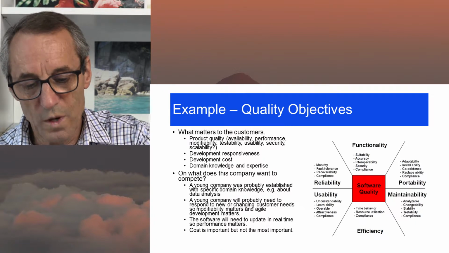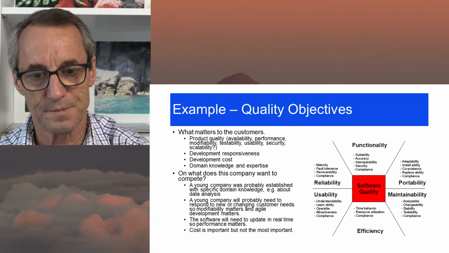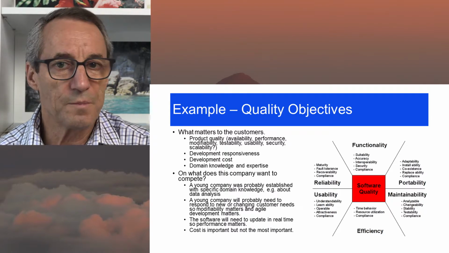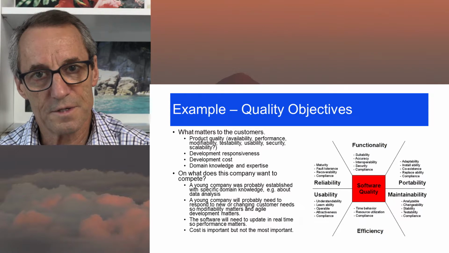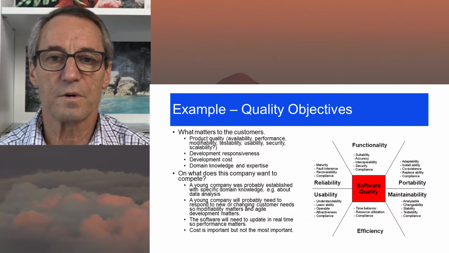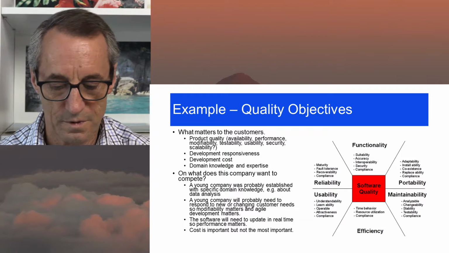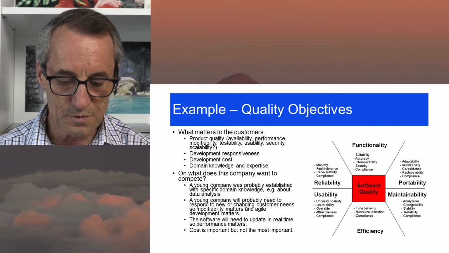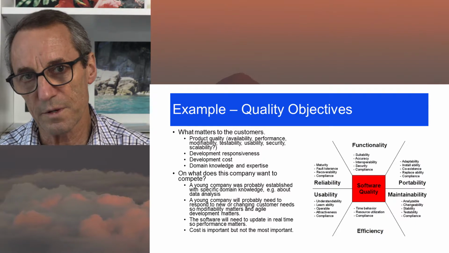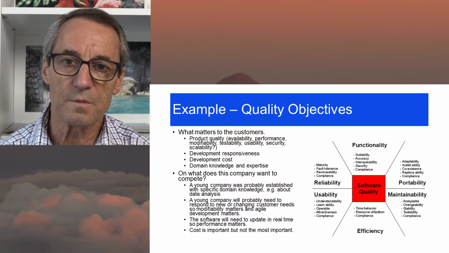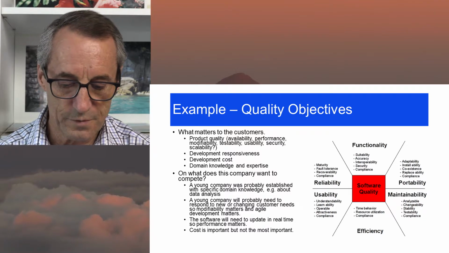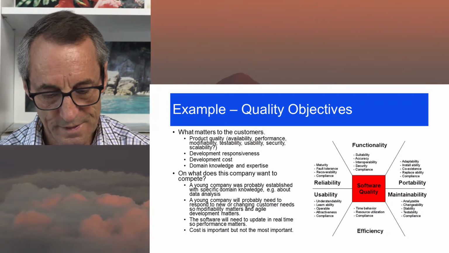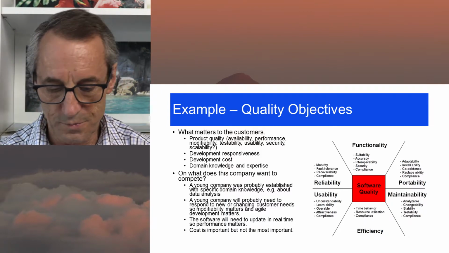Now, what does this company want to compete on? It's a young company, probably established in a specific domain knowledge. For example, it might be a company specializing in data analytics. Well, that's an area of competition, so you want to maintain your competitive edge there. A young company will probably need to respond to new and changing customer needs, and modifiability in the software matters, and agile development matters. Right? Software will need to update in real time, so performance matters. Cost is important, but not the most important.